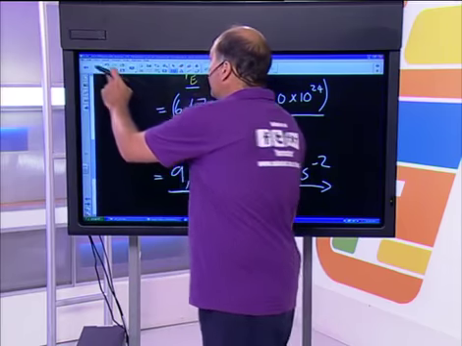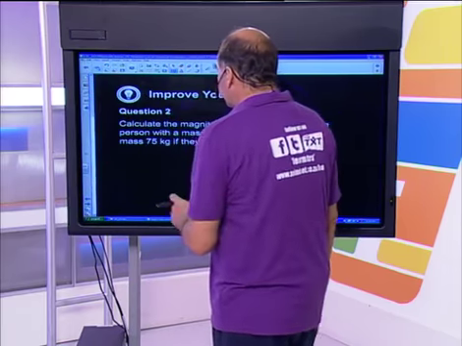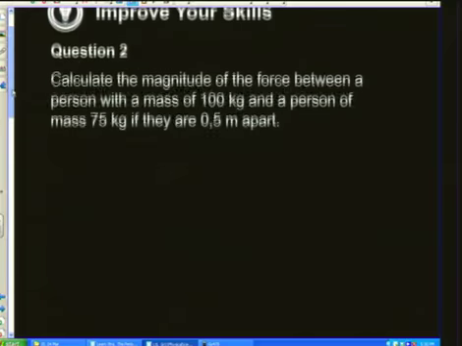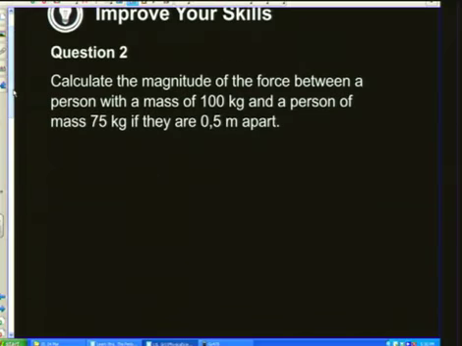Okay, let's move on to the second question. We're going to use the same sort of idea, and let's see how we manage. So, calculate the magnitude of the force between a person with a mass of 100 kilograms and a person with a mass of 75 kilograms if they are 0,5 meters apart.